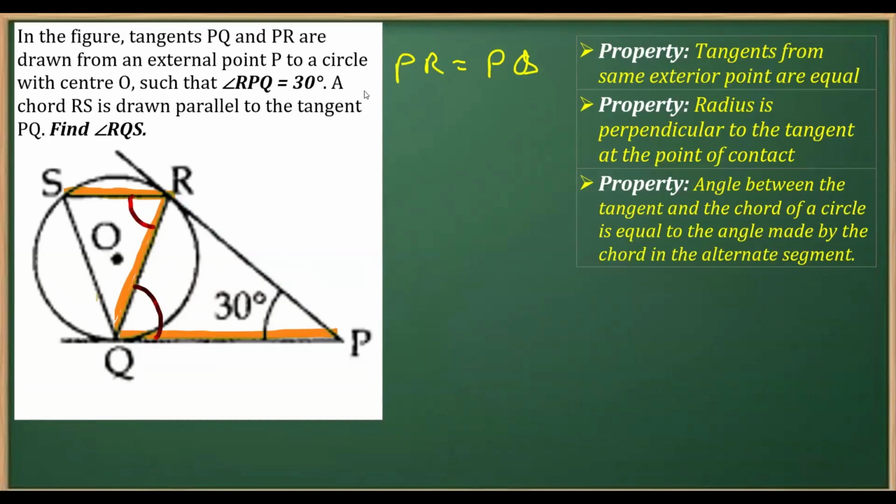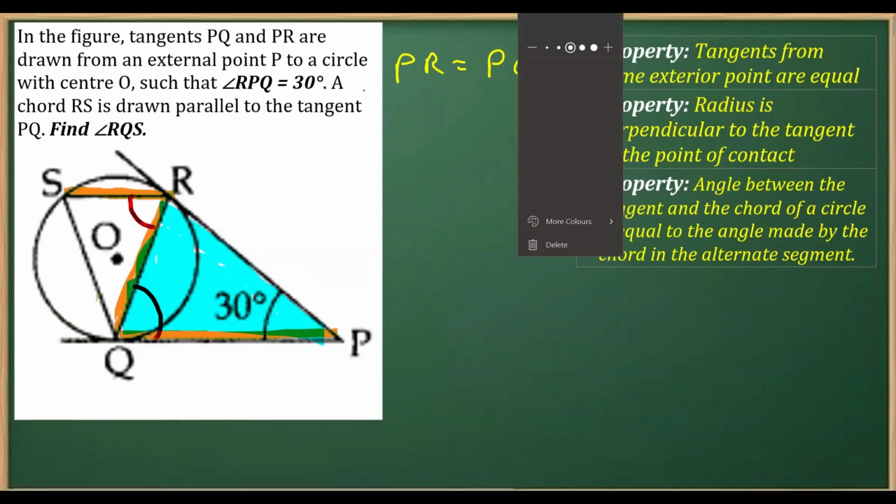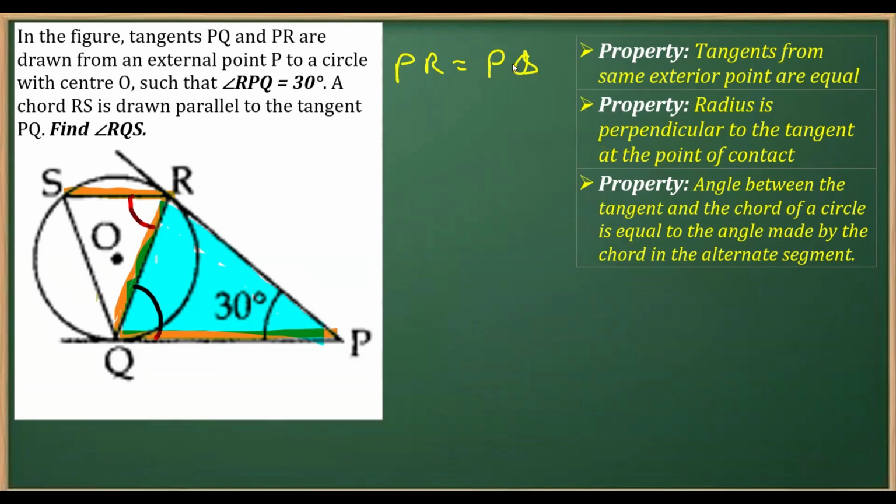Further, look into this triangle. In this triangle, we know one angle and two sides equal. If these two sides are equal, then the angles opposite to these two sides will also be equal. So this angle should be equal to this angle. That is the isosceles triangle property. So I'll write these two angles as equal.